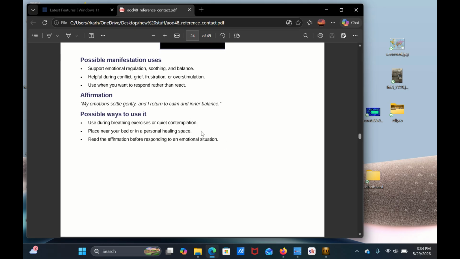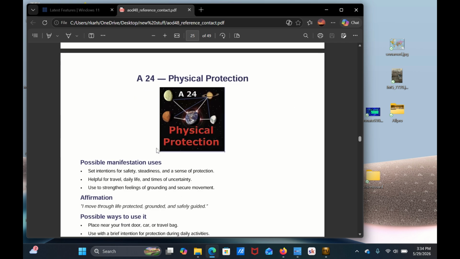Used during breathing exercises or quiet contemplation, placed near your bed or in a personal healing space. Read the affirmation before responding to an emotional situation.